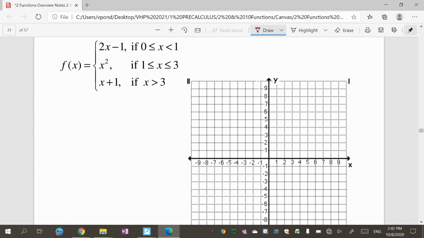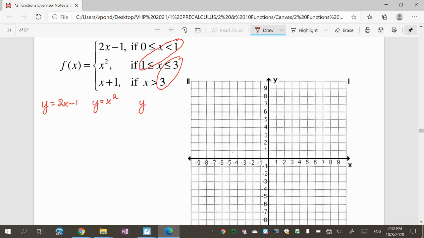All right, you can have some that are in 3 pieces. So 3 pieces, it's just you have 3 pieces, and this is what I have. I have a breaking point at 1, and it breaks at 3. If you'll notice, 1 and 3 are only in the middle piece. The other pieces don't have 1 and 3. So I have y equals 2x minus 1 is one piece. y equals x squared is my second piece, and my third piece is y equals x plus 1.